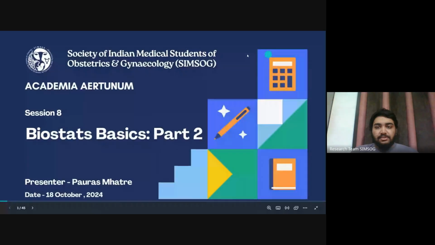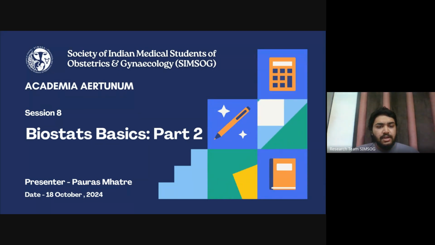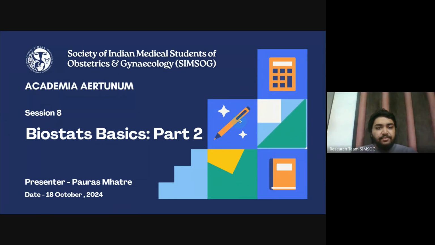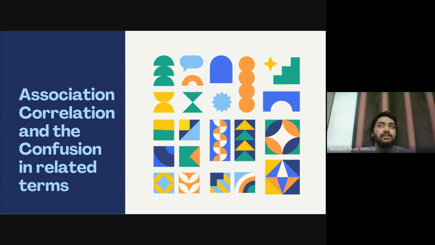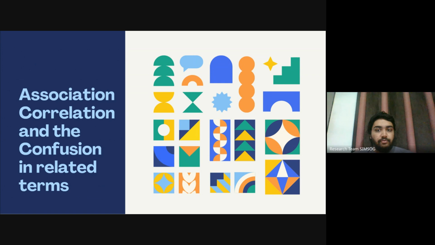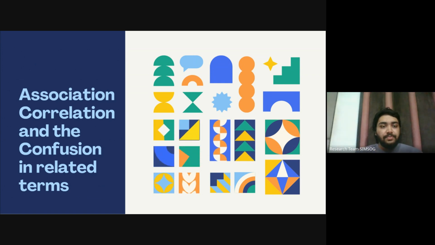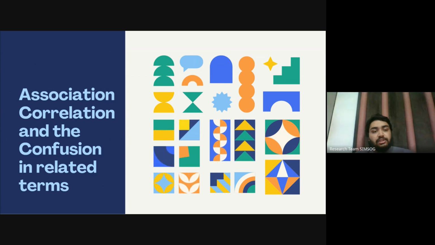So, welcome to the session on biostatistics part 2. Today we will go through a lot of concepts which you all might have been confused about previously, and things like statistical analysis using computer software, which you all would have wanted to learn previously. So let's begin with understanding what is association, what is correlation, and all such different terms which we as medical students often get confused with.